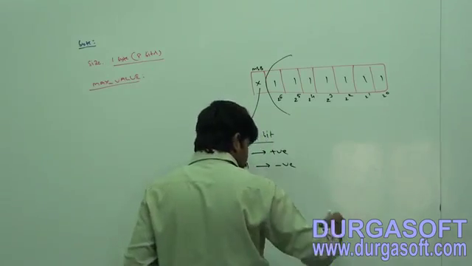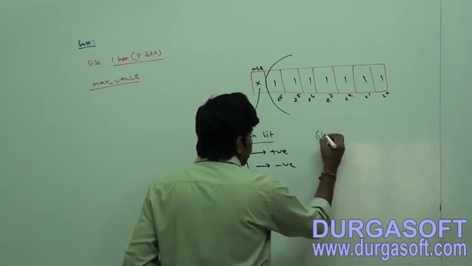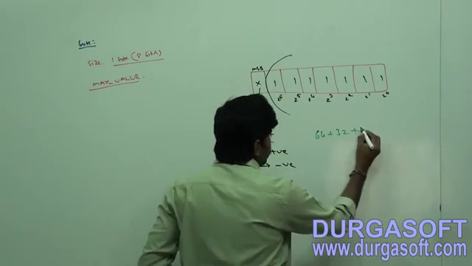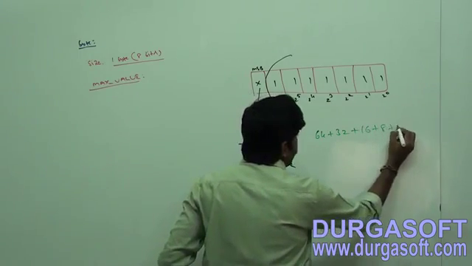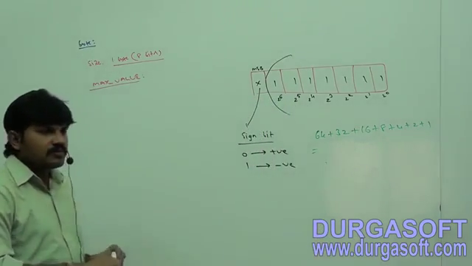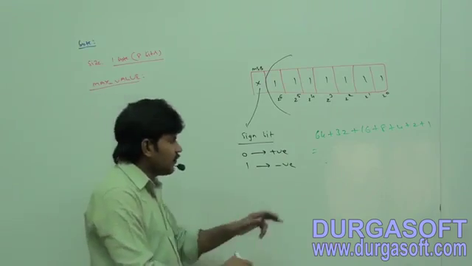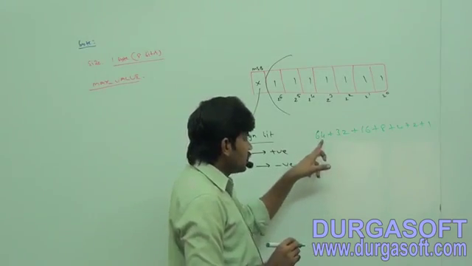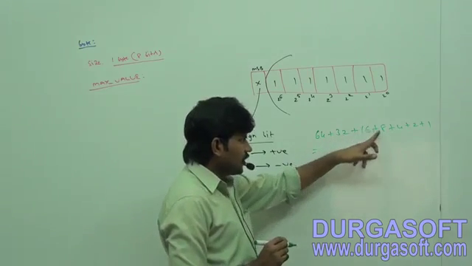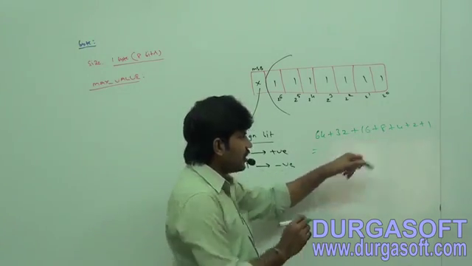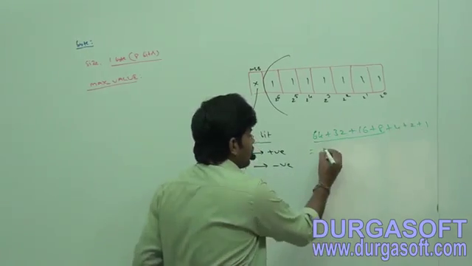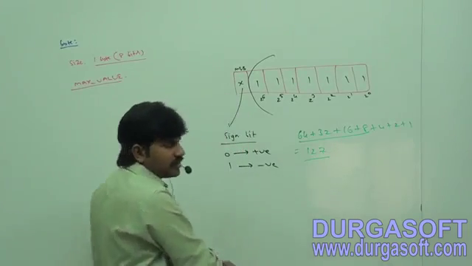64. Next, 64 plus 32, plus what? 16 plus 8 plus 4 plus 2 plus 1. Can you spell out its value? What is the value? 64 plus 32, 64 plus 16, it will become 80. 32 plus 8, 40. 40 plus 80, 120. 124, 126, 127. Okay, 127.